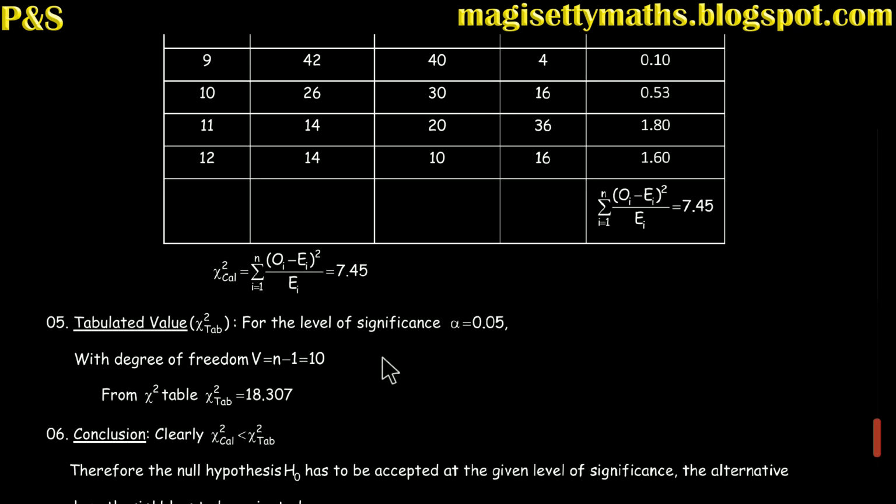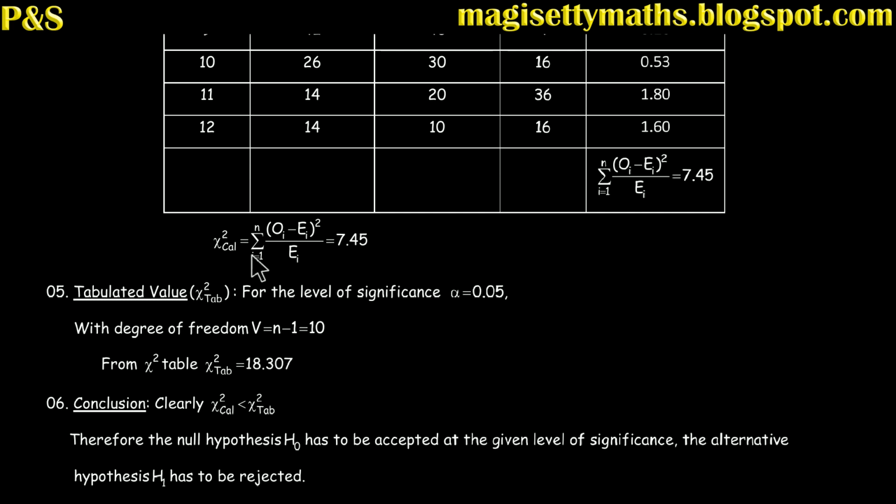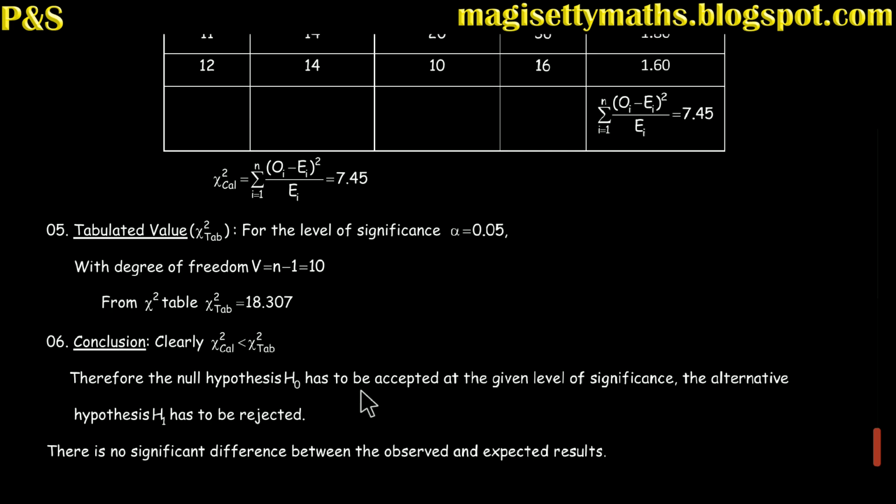Now coming to the tabulated value, at the given level of significance alpha equals 5% with degrees of freedom v equals n minus 1. Here the sample size is 11, so 11 minus 1 equals 10. From the chi-square table, we can observe that chi-square tab equals 18.307. If you observe clearly, chi-square cal 7.45 is less than chi-square tab. In conclusion, chi-square cal is less than chi-square tab. In this situation, the null hypothesis has to be accepted at the given level of significance. That is, there is no significant difference between observed and expected results.